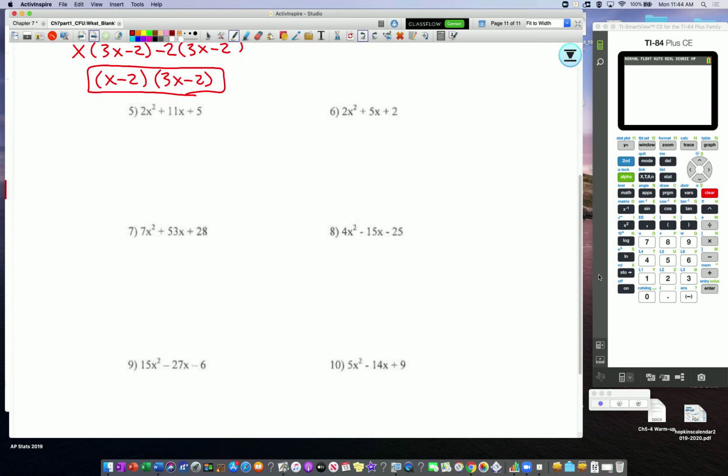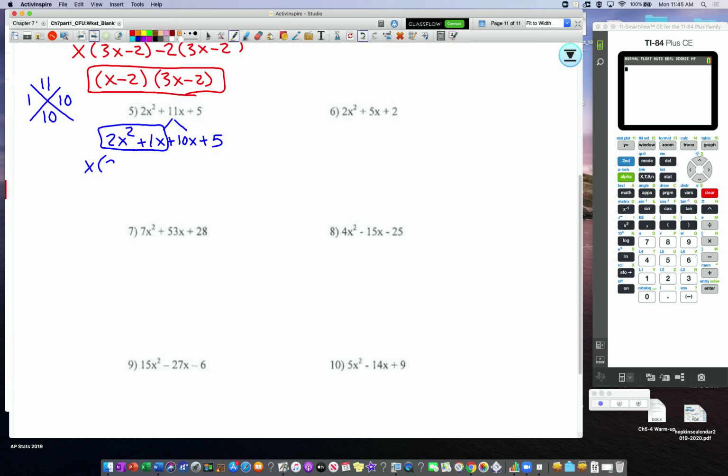Number 5. 2x squared plus 11x plus 5. So factors of 2 times 5 is 10. Factors of 10 that add up to the middle 11. That's just 1 and 10. So I can rewrite this 11x as 1x plus 10x. Bring down the 2x squared, bring down the 5. So these only have an x in common.